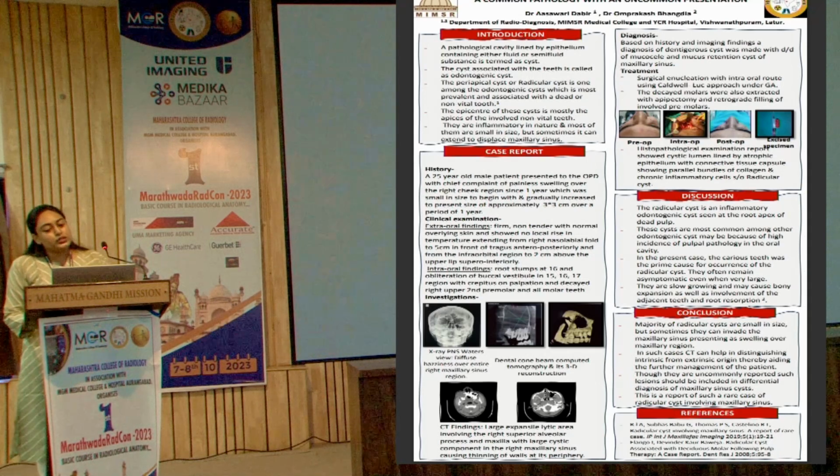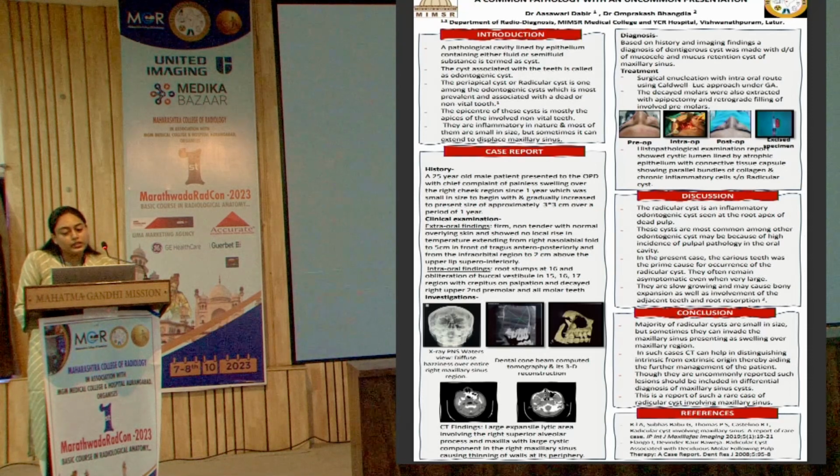The diagnosis based on the history and clinical findings was made as a dentigerous cyst, and the patient was then referred to the dental department. The patient underwent surgical enucleation, and the decayed tooth was extracted, and the retrograde filling of the premolars was also done. Then histopathological examination was done, and the diagnosis came out to be a radicular cyst.